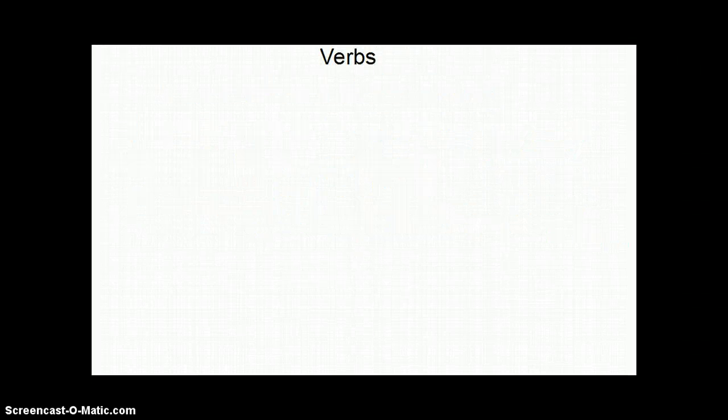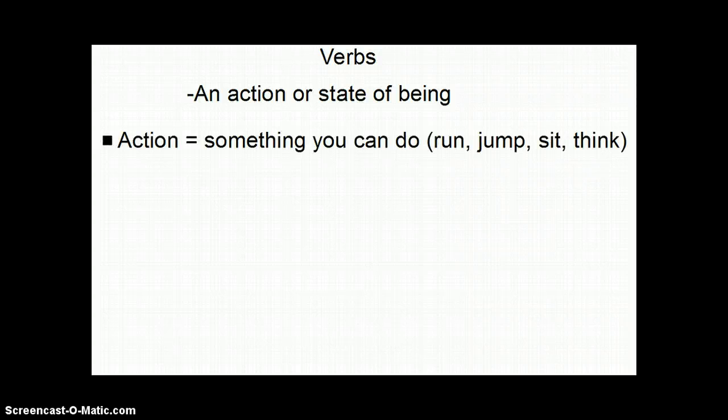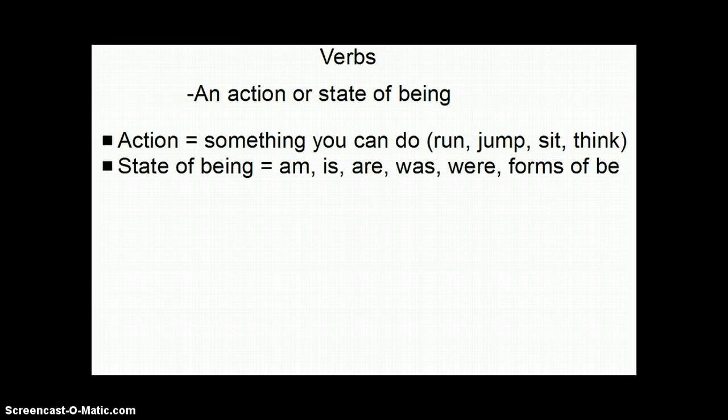We also have verbs, and every sentence will have a verb no matter what. So you can always find a complete sentence with a verb, because a verb is an action or a state of being. You don't have a sentence without an action word or a state of being like am, is, are, was, were. Okay? So we have action verbs. Anything you can do is an action verb. And then we also have the state of being verbs. Am, is, are, was, were, and then the forms of be, like be, been, have been, will be. Those are all verbs. Okay?